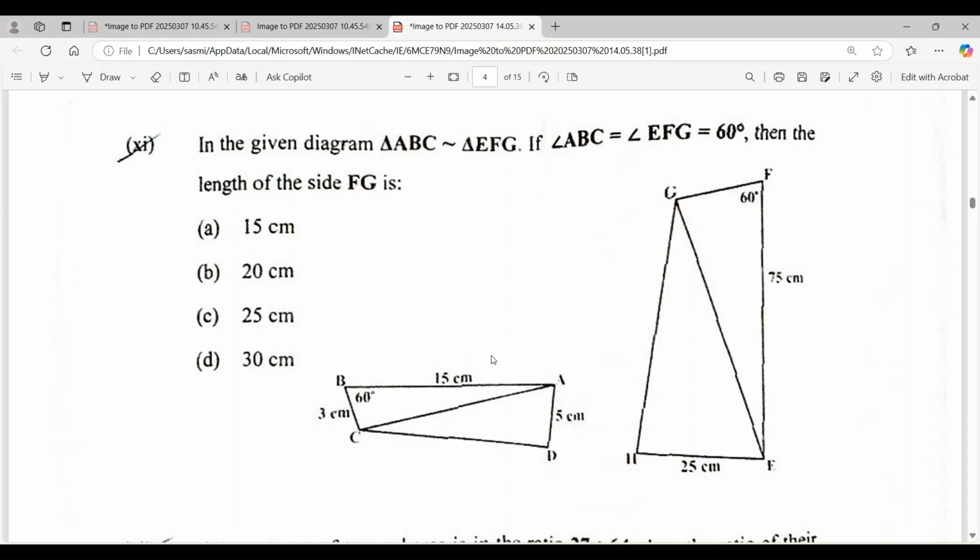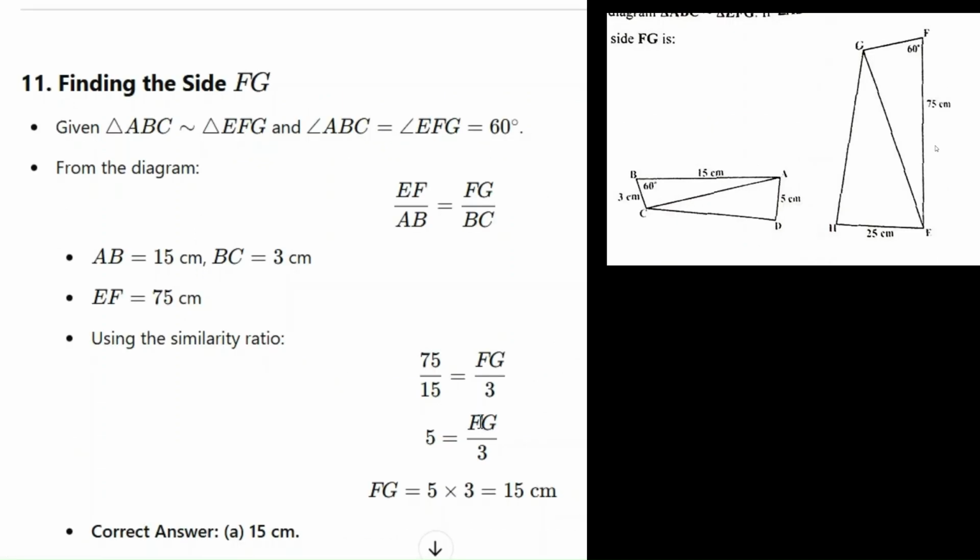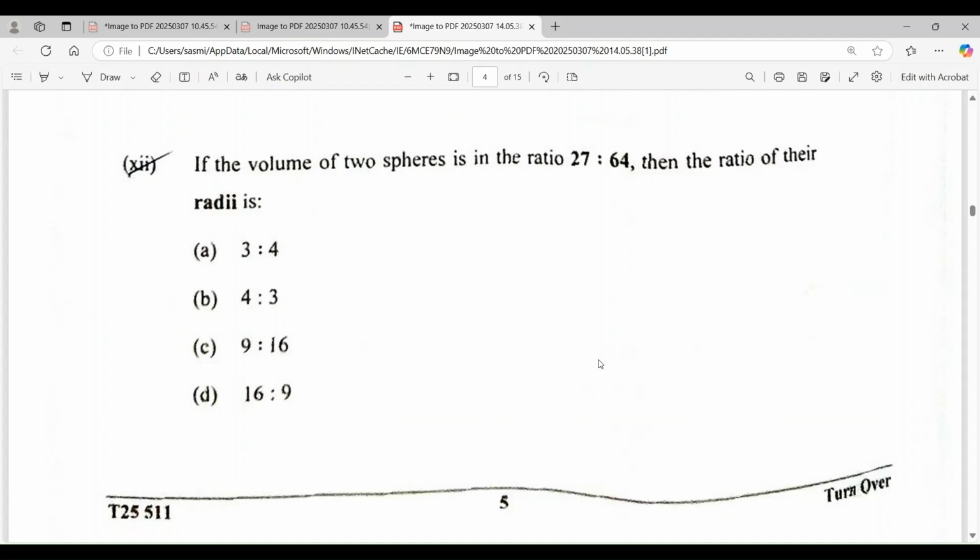EF by AB equal to FG by BC. This is 75 by 15 equal to FG by 3. So, FG equal to 5 into 3, 15 centimeter. So, answer is your A. Option A.